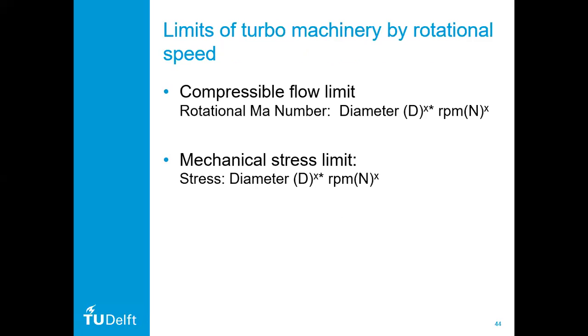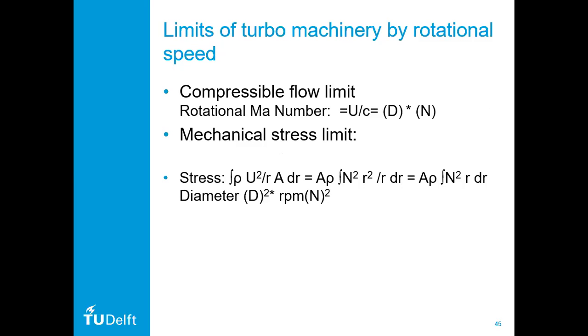Then you have the diameter and the velocity, the U, and the velocity is N times D divided by the speed of sound, which is the square root of the temperature. And then we have the mechanical stress, because that is also one of the limits we worked out here. So rotational Mach number, D squared with D N, and we have the mechanical stress.